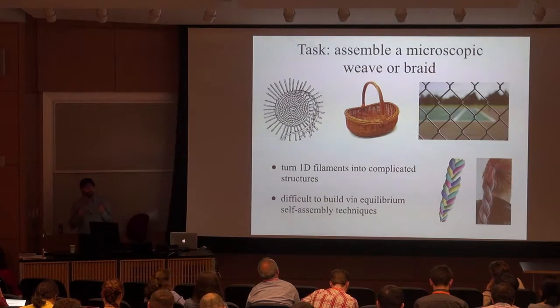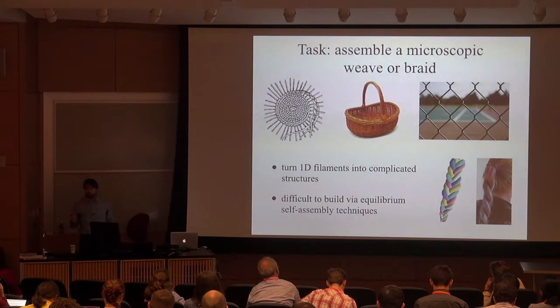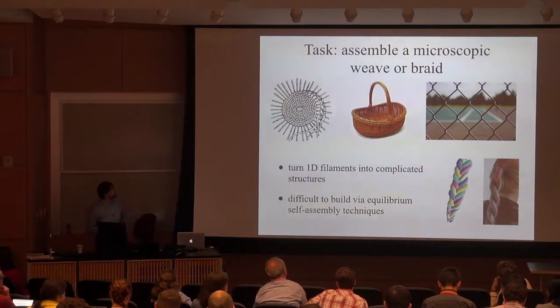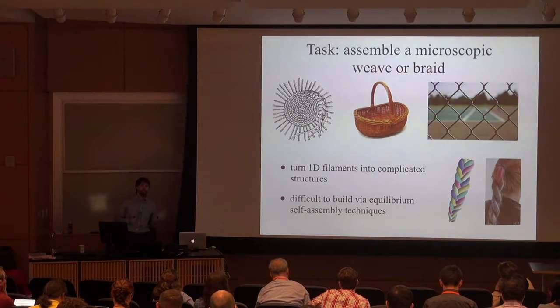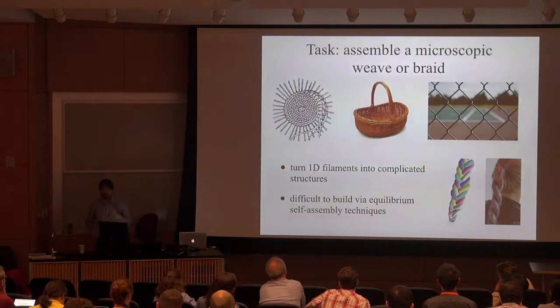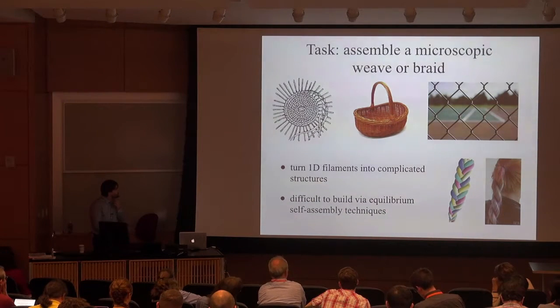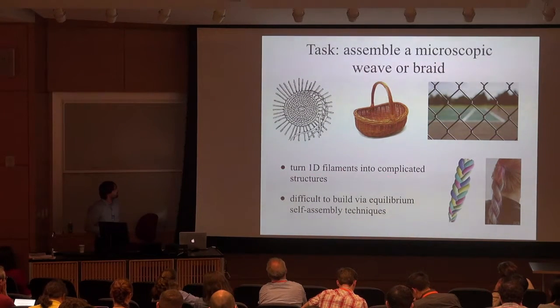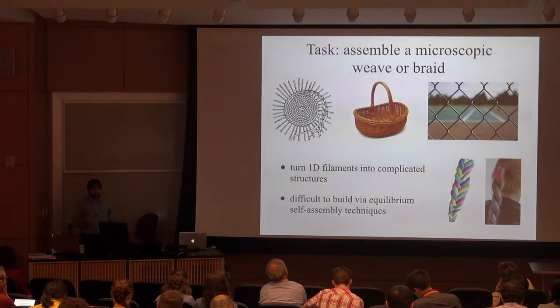Braids and weaves are very common at the macroscopic scale. We're all wearing clothes that are weaves. I don't know if anybody here has braided hair. I sort of like this example of a wicker basket because it shows how you can use weaving to create a 3D rigid structure. Right? So basically, can we turn some sort of one-dimensional filament into these types of structures at the microscopic scale?